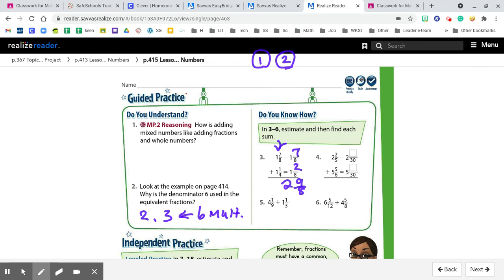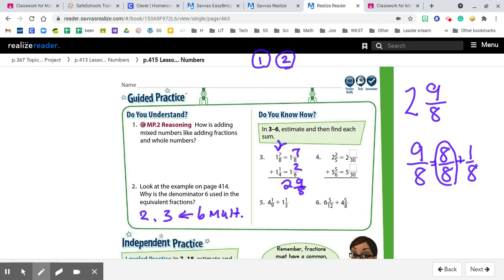2 and 9/8. Remember, 9/8 is an improper fraction. 9/8 is equal to 8/8 plus 1/8. So we're going to take that, because remember, we're going to combine it over here with our 2, so we wind up with 3 and 1/8.